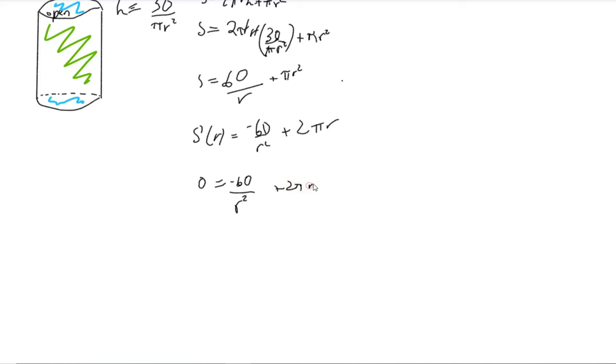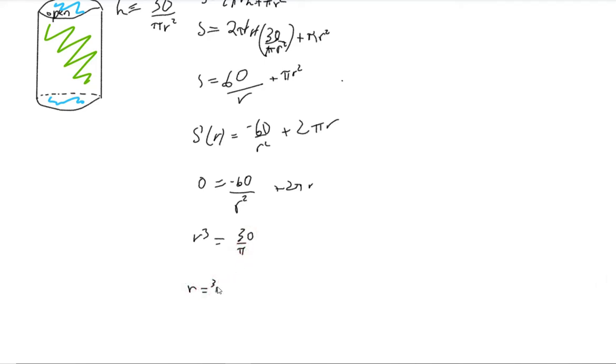Now we solve for r. I think I'm just going to skip a lot of the algebra because, what's the point? But I'll say what I would do. So I would add this 60 over r squared over, and then I would multiply everything by r squared. So then on the left side we would have 60, on the right side we would have 2 pi r cubed. And then we would divide by 2 pi, and then we would be left with r cubed is equal to 30 over pi. And then we take the cube root.